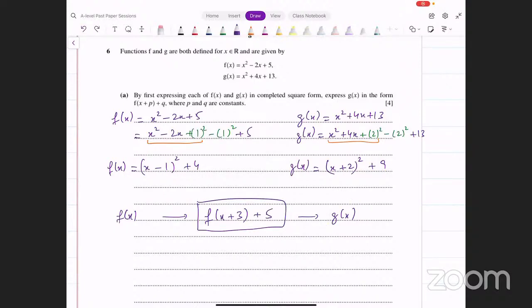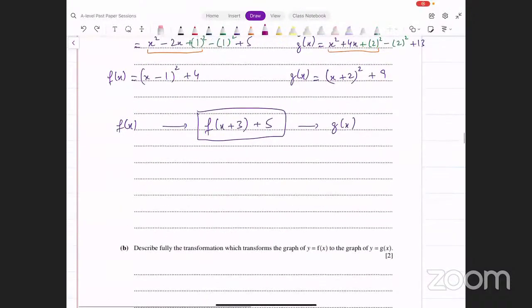Function f में क्या करेंगे? Function के अंदर 3 add कर देंगे. ठीक है? और function के बाहर क्या करेंगे? 4 से 9 पे जाने के लिए 5 add कर देंगे. And that's going to give us 9 there. ये आपकी दो चीजें हो रही होंगी यहाँ पे. So g of x can be represented like this. Now we can say g of x is equal to f of x plus 3 plus 5.